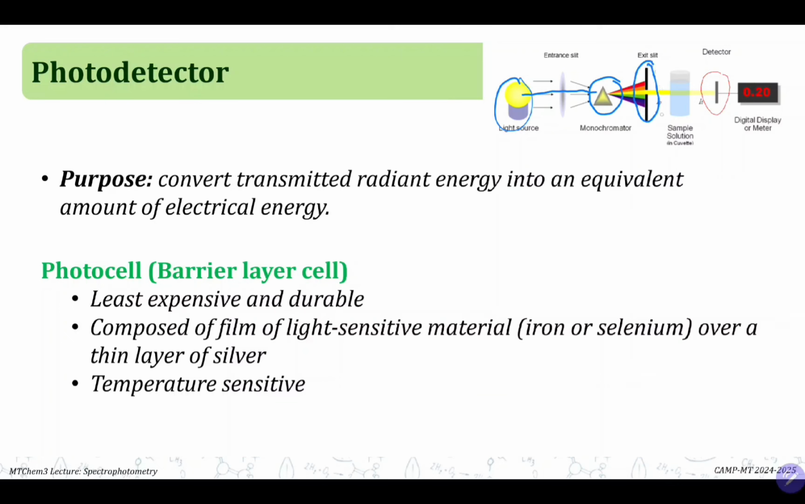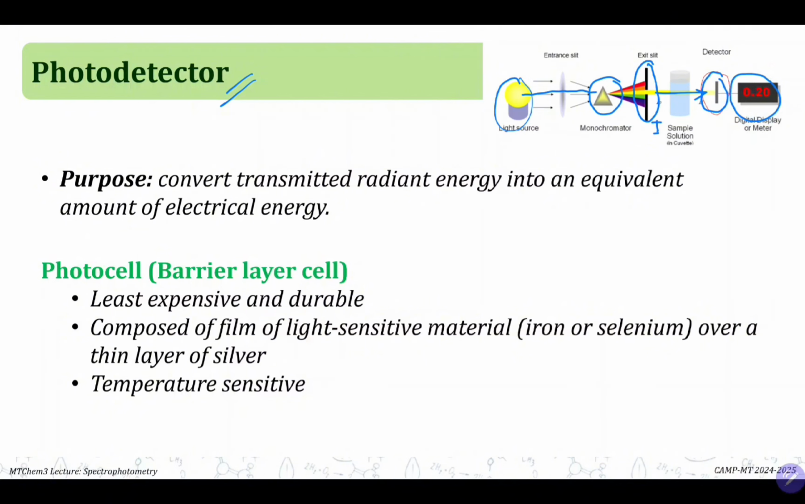From the exit slit, you would now have your incident light towards your transmitted light. Now, this transmitted light would be converted into electrical energy, which is detected by your photodetectors. And then that will be your output. Okay? We have different types of photodetectors.